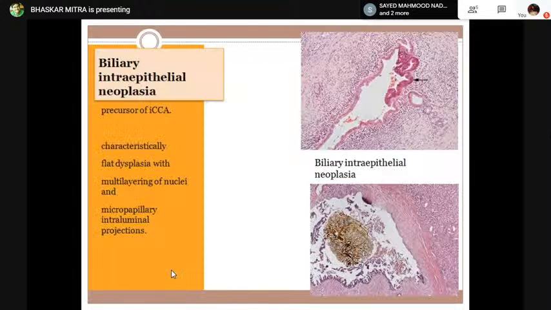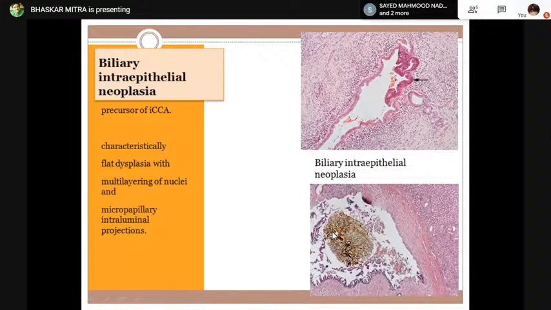Biliary intraepithelial neoplasia, as the name suggests, is a flat type of dysplasia. This is a group of tubular-like structures. Here we can see the dysplastic changes compared to this normal one. But there is no stromal invasion, just a small bit of papillary projections here, a flat type of dysplasia. There may be micropapillary architecture. Here we can see a bit of micropapillary architecture here and there, and detached papillary fragments.